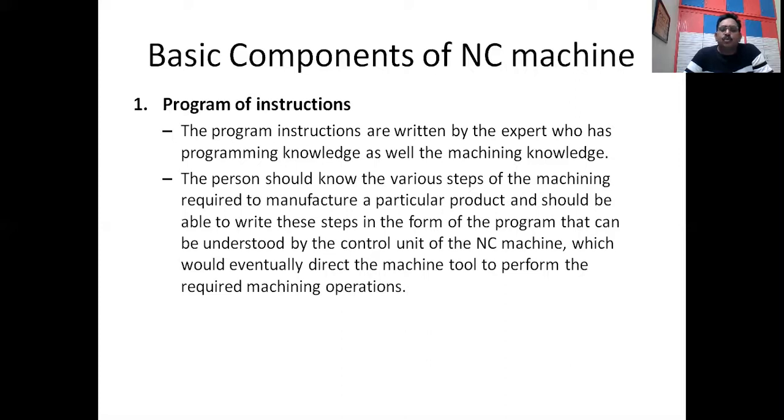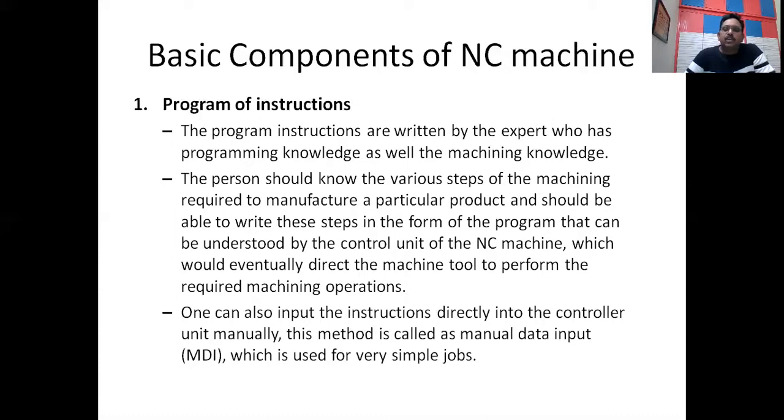So the person should know the various steps of the machining requirement to manufacture a particular product, and should be able to write these steps in the form of a program that can be understood by the control unit of the NC machine, which would eventually direct the machine to perform the required machining operations. Therefore, the person should know the various steps of machining, and also he should write a program such that the machine can understand whatever is written, as per the normal manufacturing process.